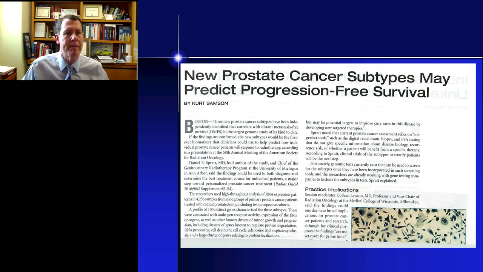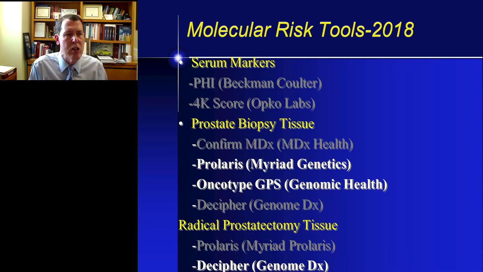So in the last group of slides, I'm just going to talk about some of the commercially available molecular genetic tests that can be done on prostate cancer tumor tissue. And we're going to break that down into commercial molecular tests that are done on the prostate biopsy tissue, where a gentleman is diagnosed with prostate cancer through needle biopsy, and the needle biopsy cancer cells are tested using commercial assays.